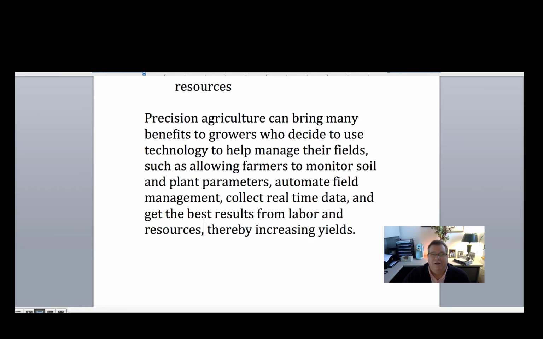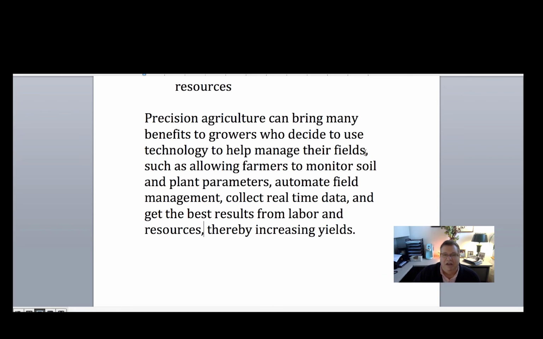So now here is my thesis statement. Precision agriculture can bring many benefits to growers who decide to use technology to help manage their fields, such as allowing farmers to monitor soil and plant parameters, automate field management, collect real-time data, and get the best results from labor and resources, thereby increasing yields.